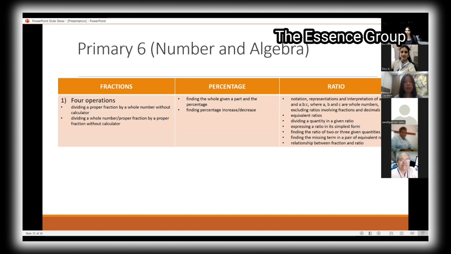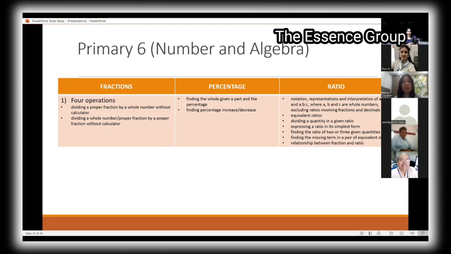And on top of that, for percentage, the only difference is this time around, they are expected to know whether there's a percentage increase or percentage decrease. For percentage questions, students are also expected to know which is the 100%. So let's say, for example, they are asked a question: shop A sells this bag 30% cheaper than shop B.